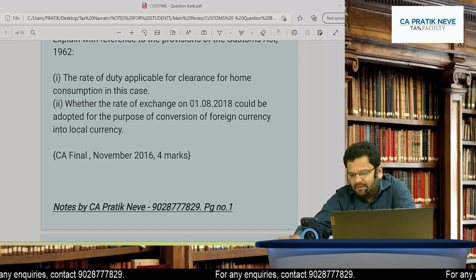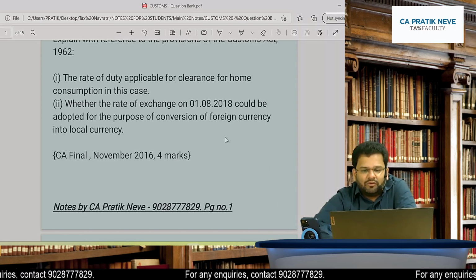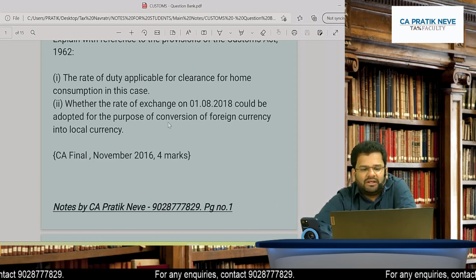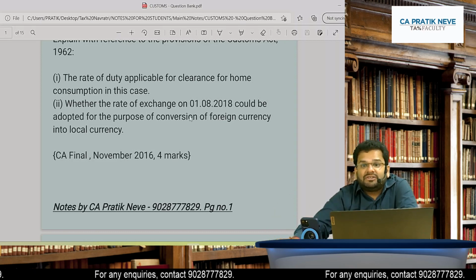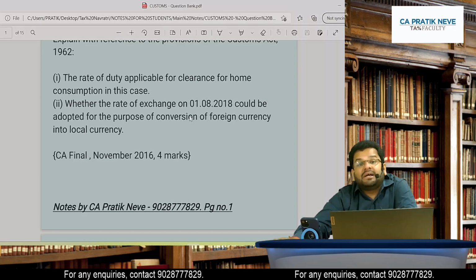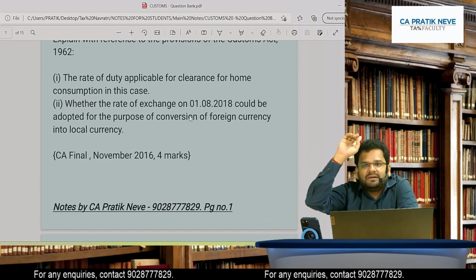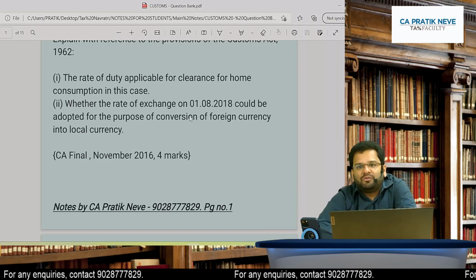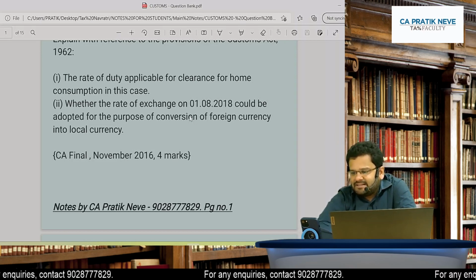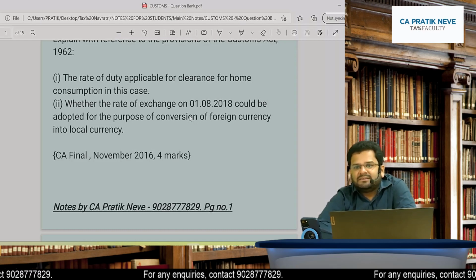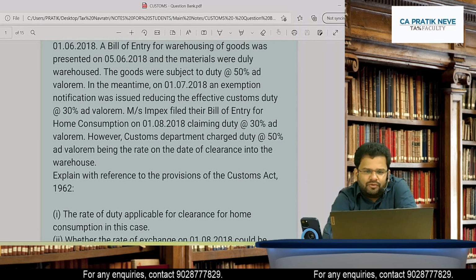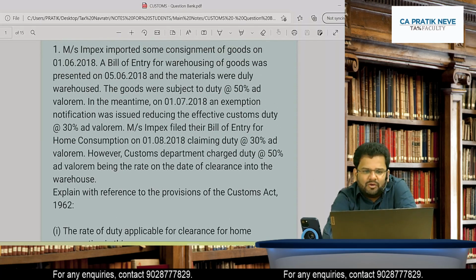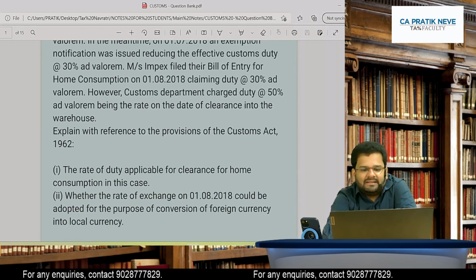Wonderful, wonderful. Whether the rate of exchange on 1/8/2018 could be adopted? Obviously no. You need the rate of exchange as on the date of presentation of the bill of entry. Bill of entry means the original first bill of entry. What is that? That is, as on 5th June 2018. Agreed?